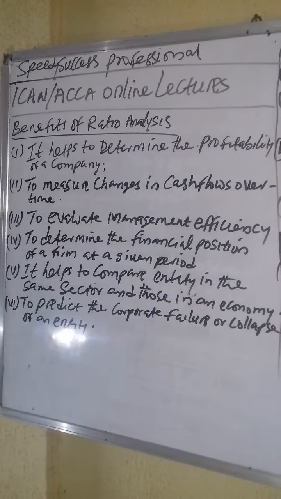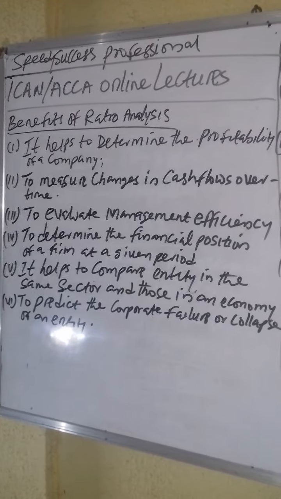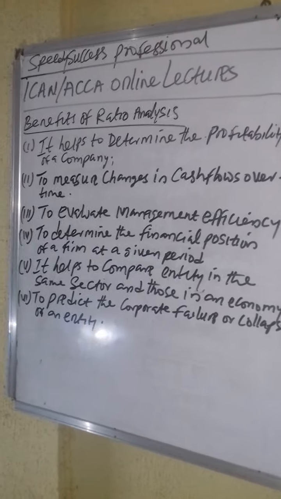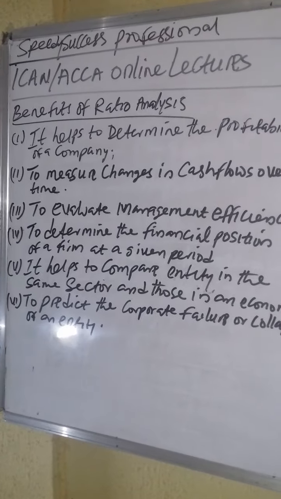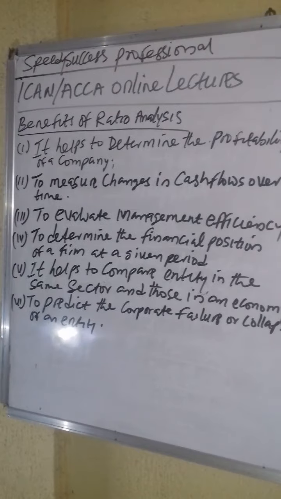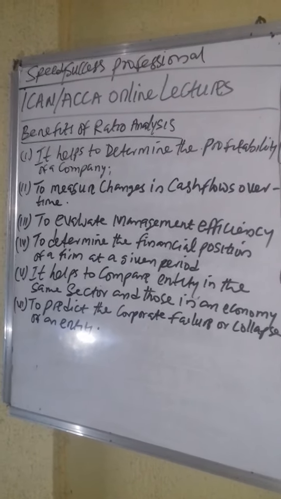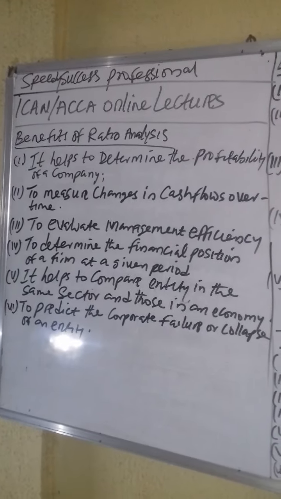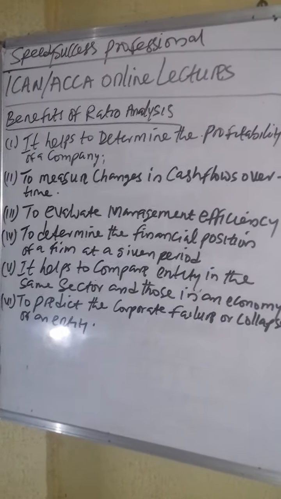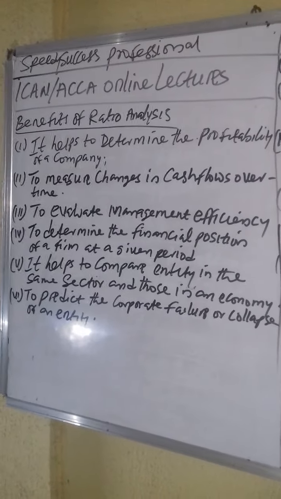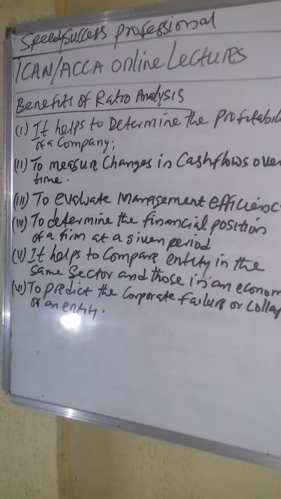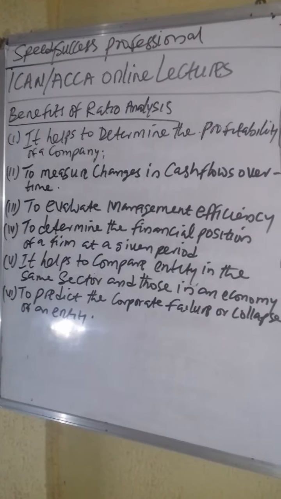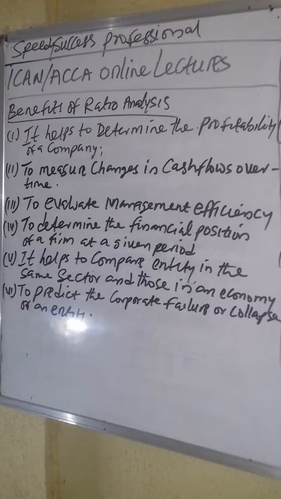Number four, ratio analysis helps to determine the financial position of an entity at a given period of time. Is the asset very big? Are assets more than liabilities? Is the company running with loan or not? So we can calculate what we call the gearing ratios.